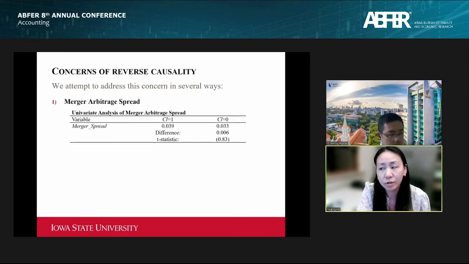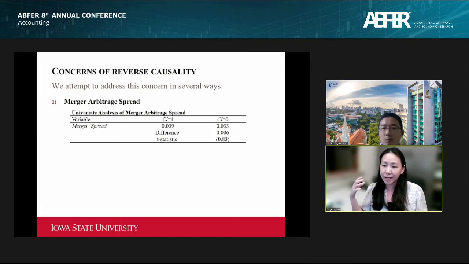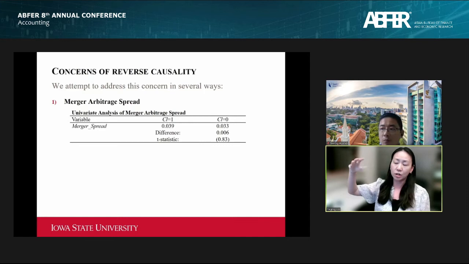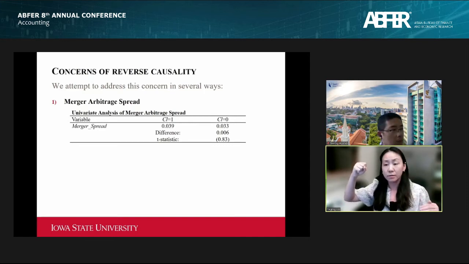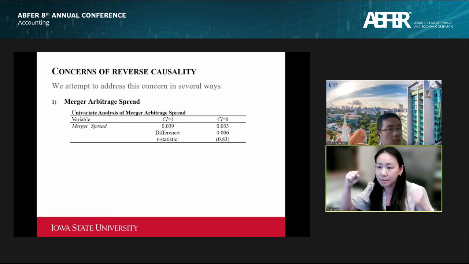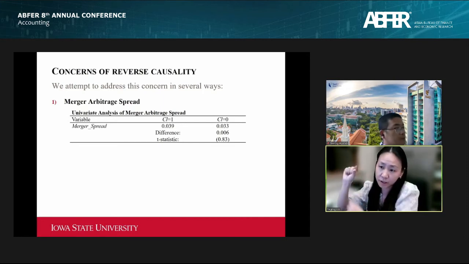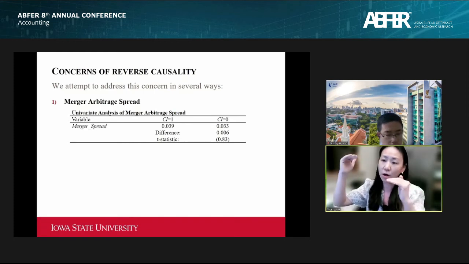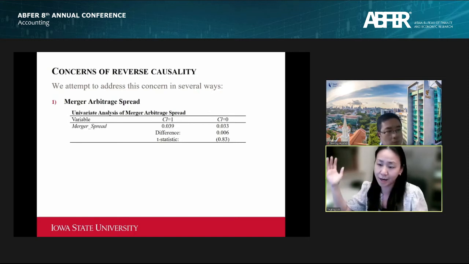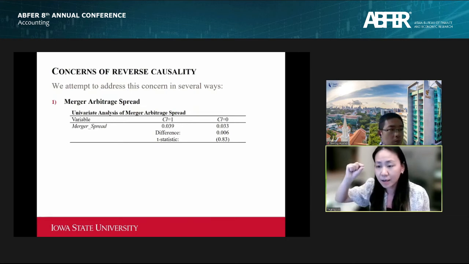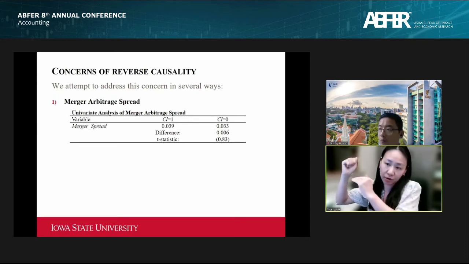The first one is we look at the merger arbitrage spread. So what does this merger arbitrage spread capture? At the deal announcement, if the bidder is offering like $30 to buy the target, normally the target price on the announcement day does not reach exactly $30. There is a gap called the spread. Like if the offer price is $30, the target stock price normally stops at like $29 or $29.50. So there's a very small gap between the offer price and the actual target price.